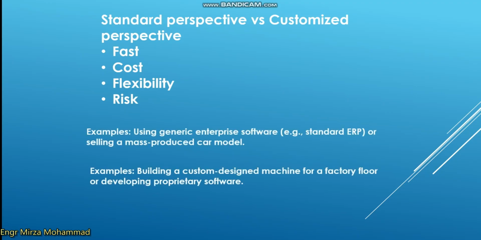So here are two examples of the standardized perspective and the customized perspective. For example, in case of a car model, we can use a standard ERP software for selling cars. In that case, we can follow a set of rules and regulations as per the government. But when building a customized machine for a factory, especially for developing proprietary software, in that case, we have to move to the customized perspective, because our model has to be customized according to the need of the factory machineries.